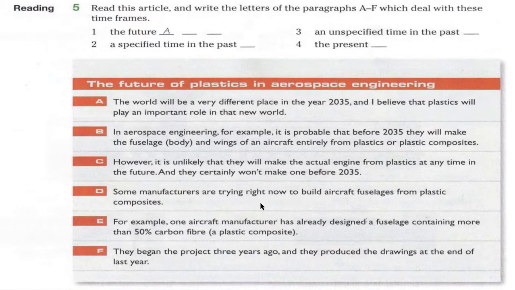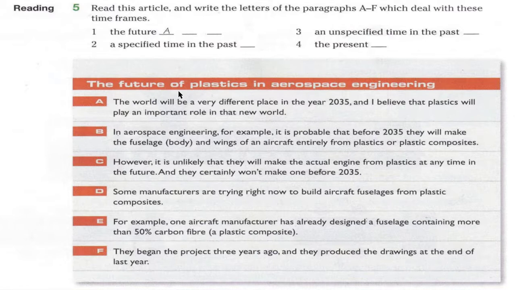Now please open your coursebook, page 11, exercise number 5, reading. Your job now is to read this article and write the letters of the paragraphs A to F, which deal with these time frames. Number 1, the future. Number 2, a specified time in the past. Number 3, an unspecified time in the past. Number 4, the present. Your job now is to read and try to write the letters. You have 5 minutes to do the activity. Play the video again when you finish to check your answers. You can start now.